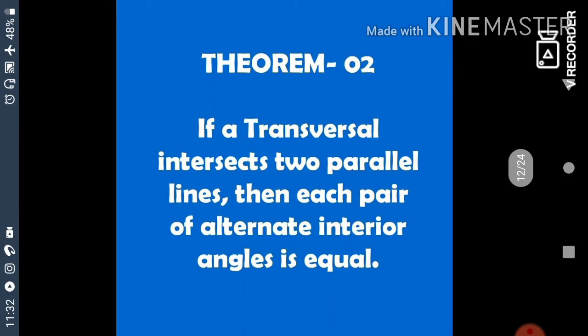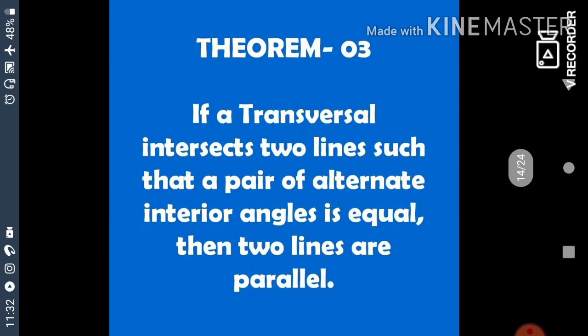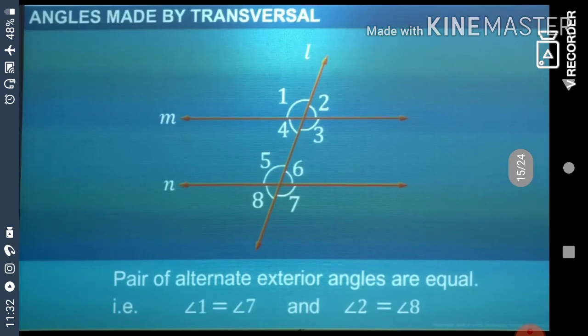Theorem 2 is also done. Now students are thinking, sir, where has theorem 1 gone? Theorem 1 we have already learned in our previous video, in which we talked about vertically opposite angles. Now the pair of alternate exterior angles are also equal. We have talked in the theorem about the interior angles.